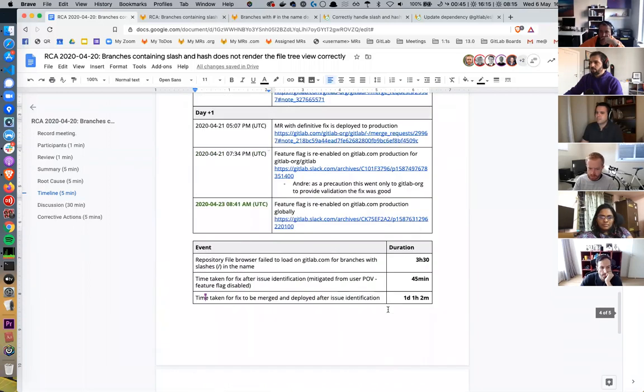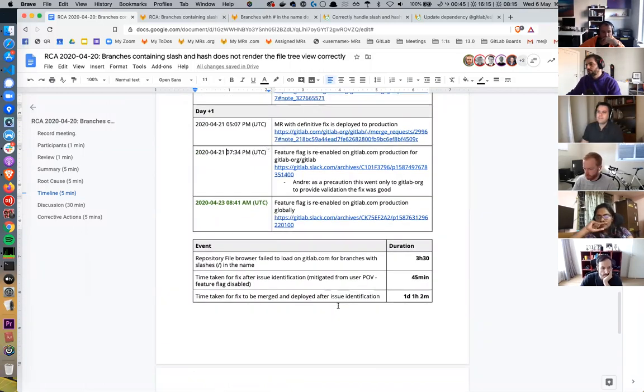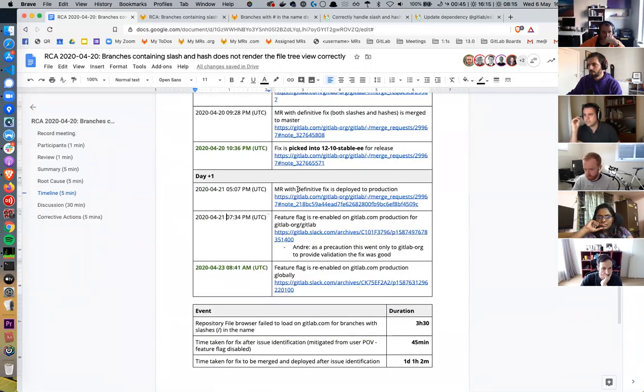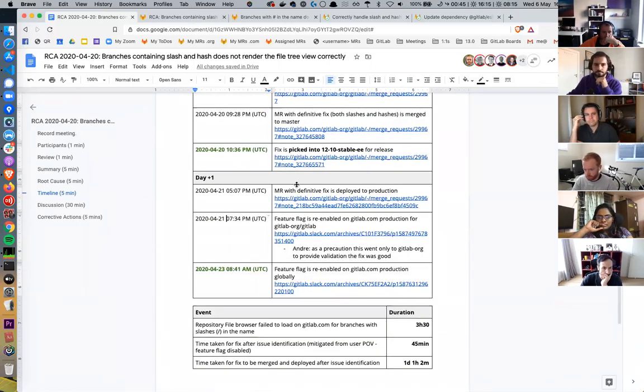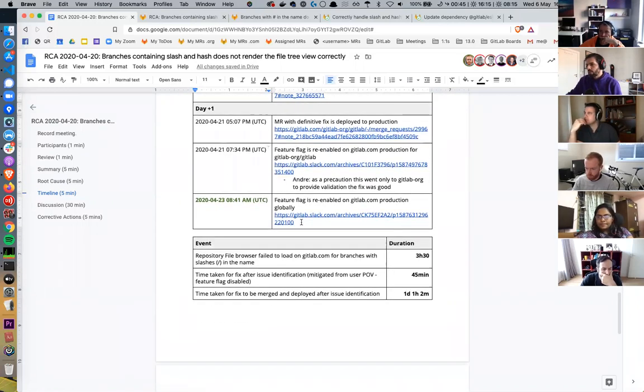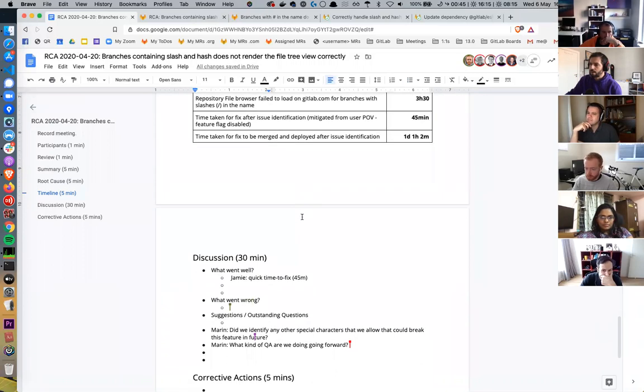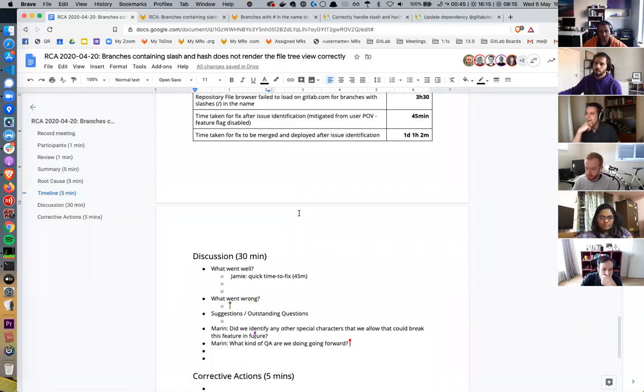So that's an overview of the timeline. These are the things we know about this incident. Does anybody have any comment on the timeline? Did we miss any particular incident that we should expand on more than we did? Okay. So I would now open the floor for discussion, and I would go first for the what went well.